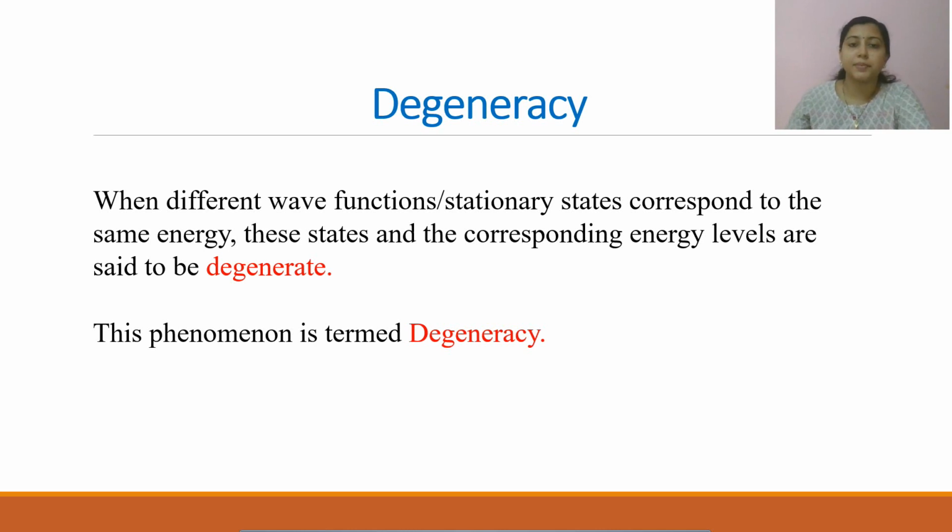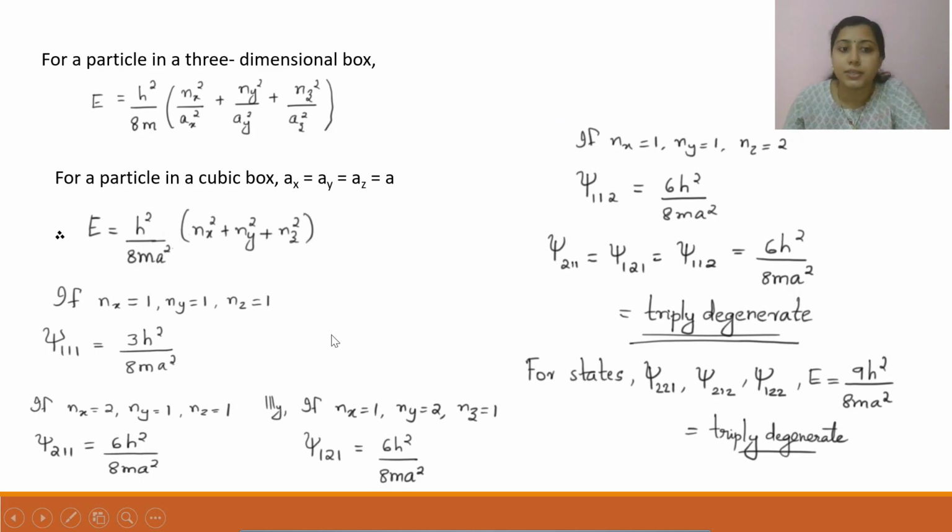What is degeneracy? When two or more different wave functions or stationary states have the same energy, then those states and the corresponding energy values or energy levels are called degenerate, and the phenomenon is called degeneracy. So degeneracy means two or more different wave functions having the same value of energy. Those states or energy levels, we call them degenerate energy levels or degenerate states. To be more clear, let's go to some examples.